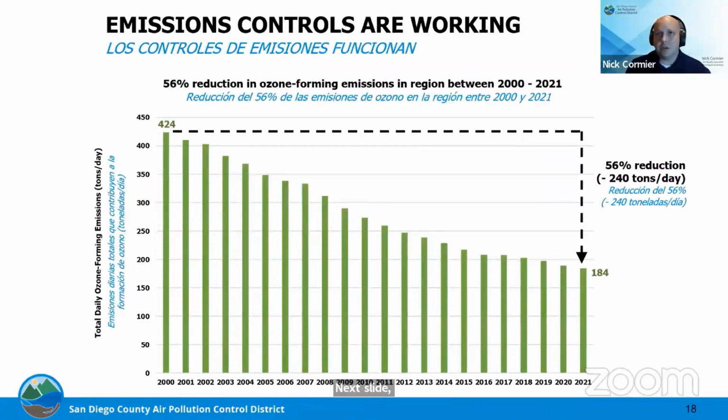To understand where the region is going, it's important to understand how much progress the region has made. Ozone precursor emissions, specifically volatile organic compounds, or VOC, and oxides of nitrogen, or NOx, have been trending downward as a result of clean air actions taken over the past 60 years at the local, state, and federal levels. This chart shows that VOC and NOx emissions in San Diego County have dropped 56% just since the year 2000, equivalent to a reduction of 240 tons per day. In fact, ozone precursor emissions in San Diego County are now at their lowest levels on record. Next slide, please.